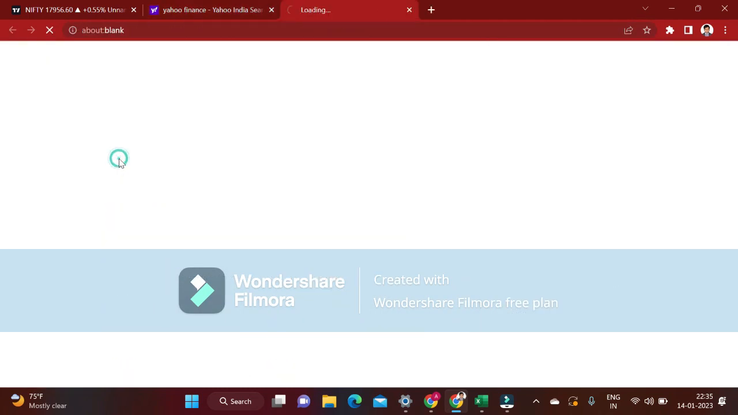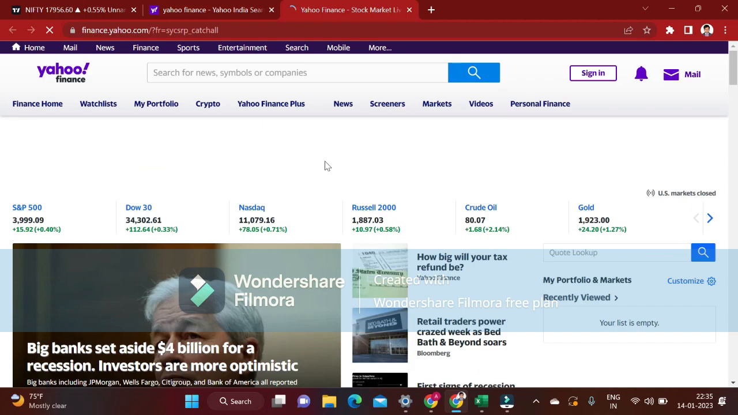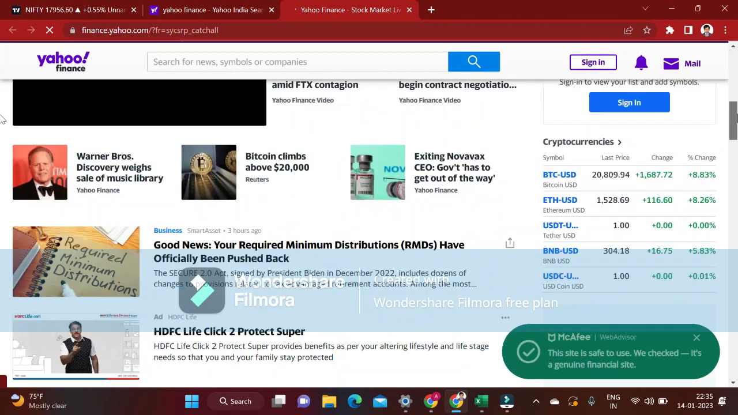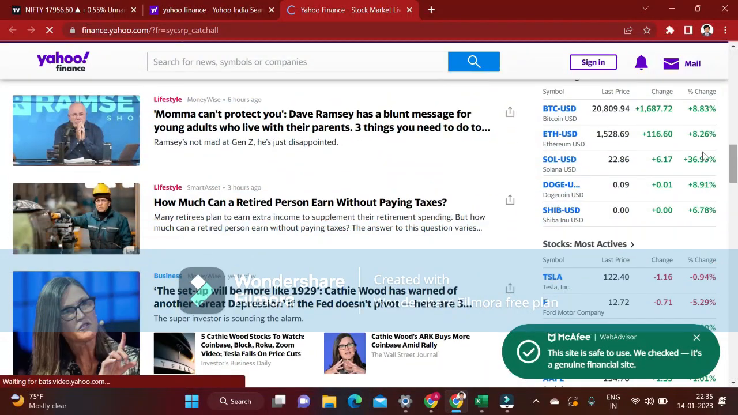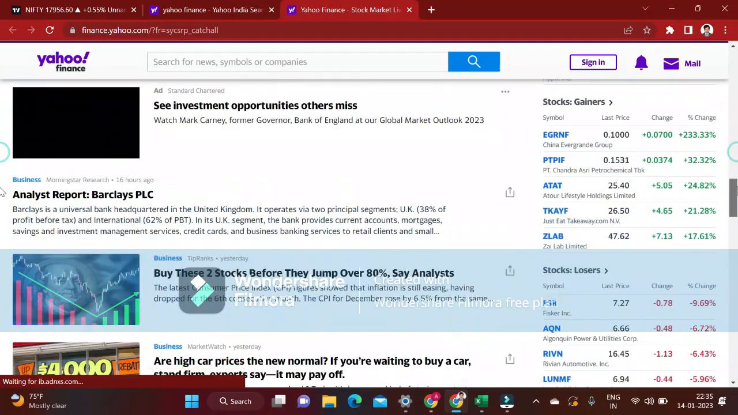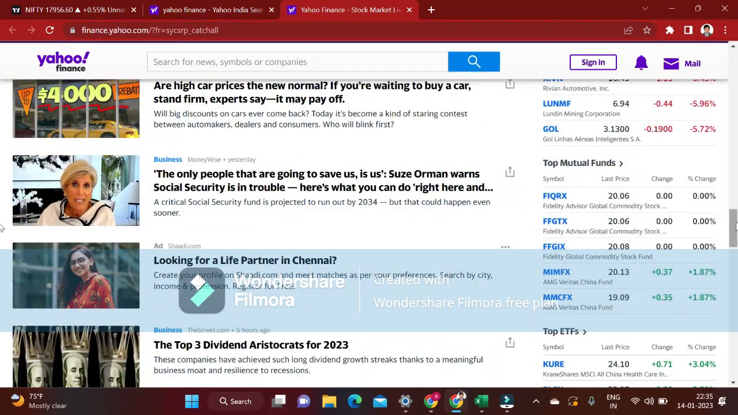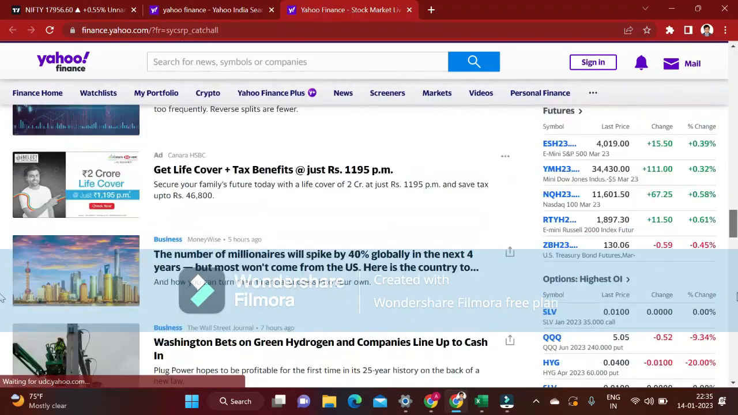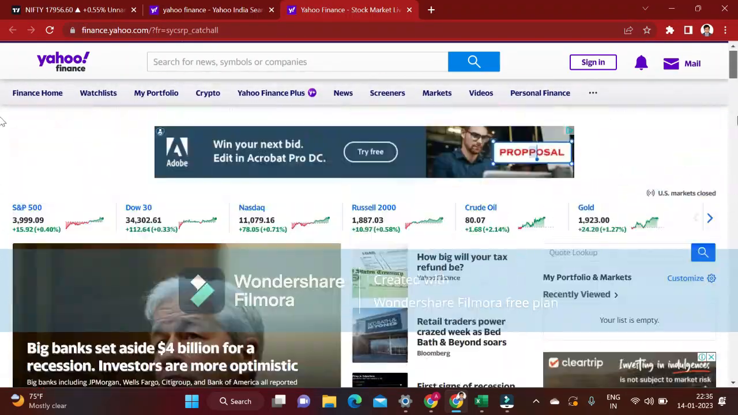So you have Yahoo Finance, where you will be able to see how the global market is doing. Here you can see the other markets, like the UK market and US market, and how they are doing. And all the news you will be able to get from here.